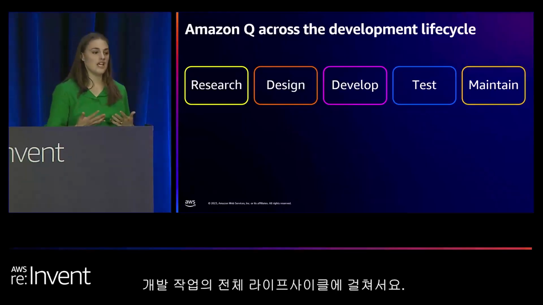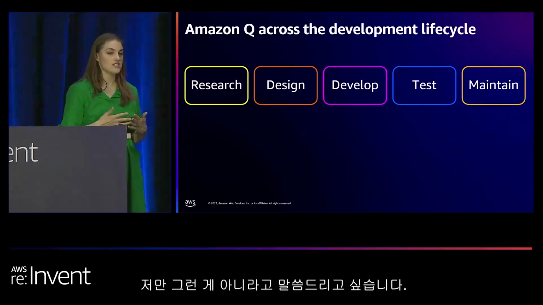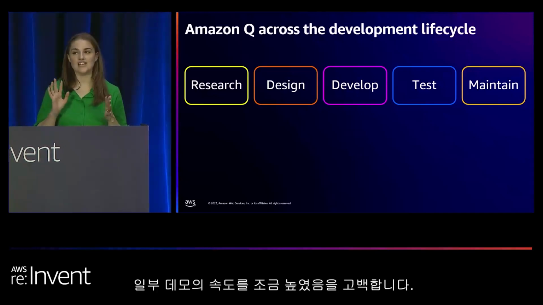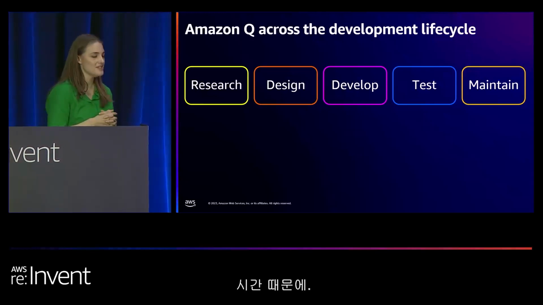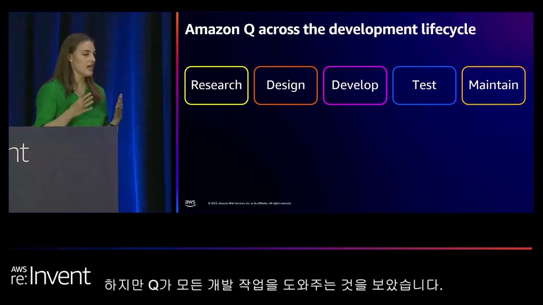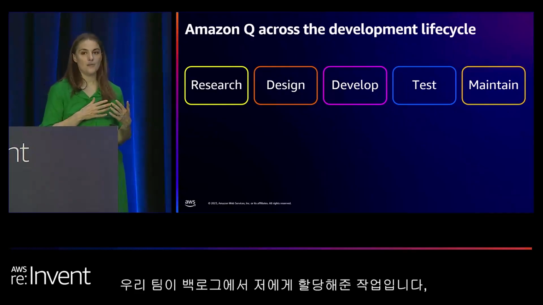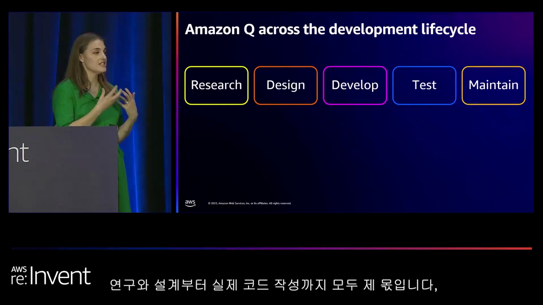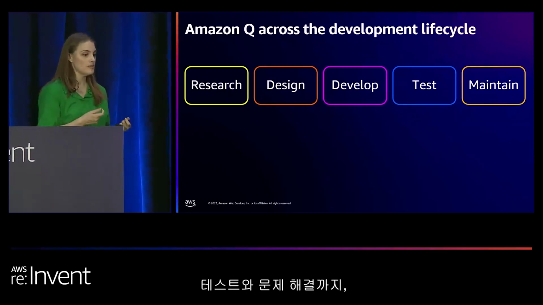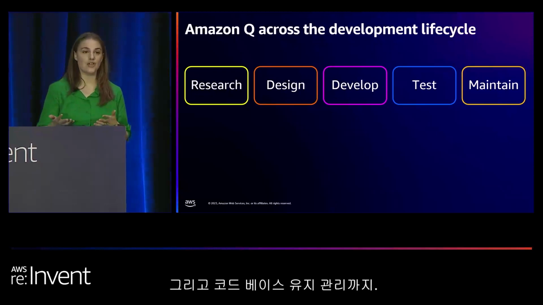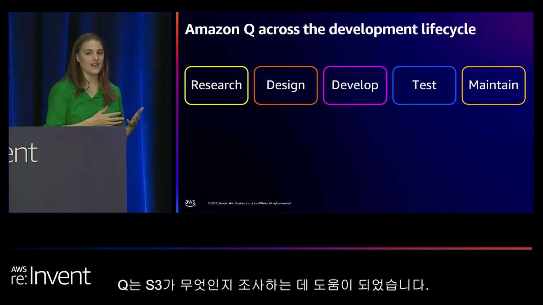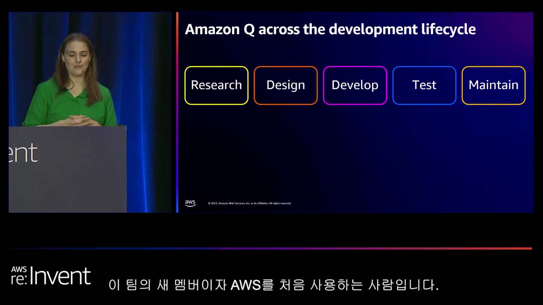So as we've seen in the demo, Q helped me across the entire life cycle of my development tasks. I will confess I sped up some of those demos a little bit for time's sake, but we saw Q helping me with every development task that my team assigned to me, from our backlog, from research and designing to actually writing the code for me, to testing and troubleshooting, and all the way to maintaining my code base and upgrading programming languages.